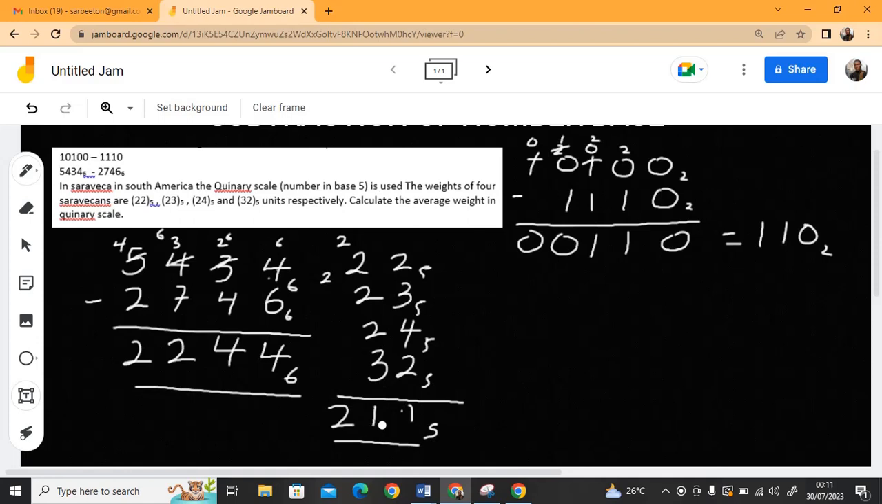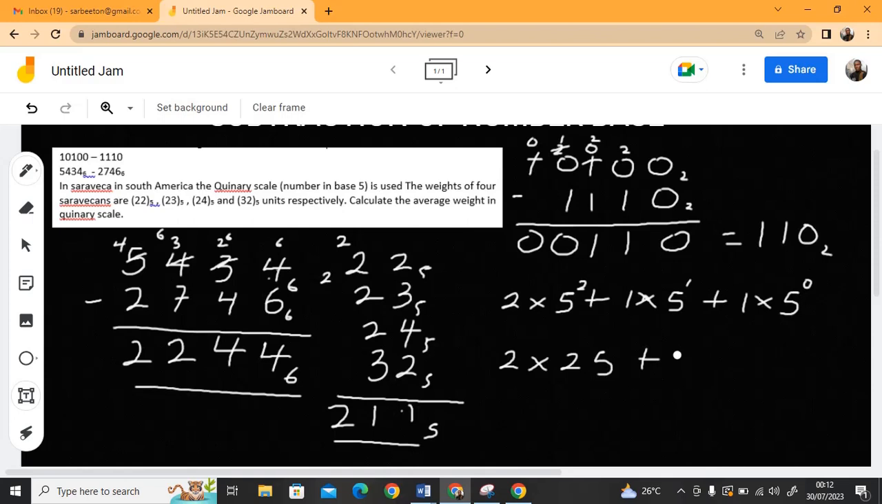So converting this base 5 to base 10, you have 2 times 5 squared plus 1 times 5 plus 1 times 1. Here you have 0, here you have 1, and here you have what? You have 2 here. So you have 2 times 5 squared, which is 5 times 5, that is 25, plus 5 raised to power 1 is 5, 1 times 5. Let me write it like this: 1 times 5 plus 1 times 1.